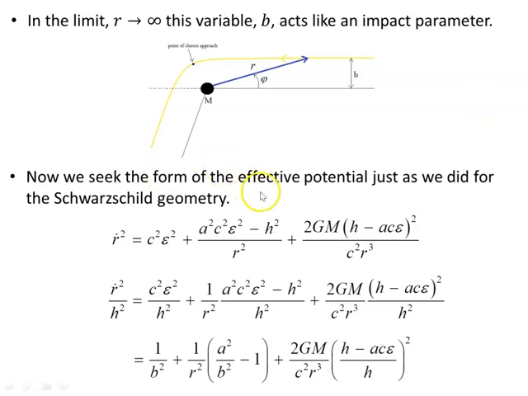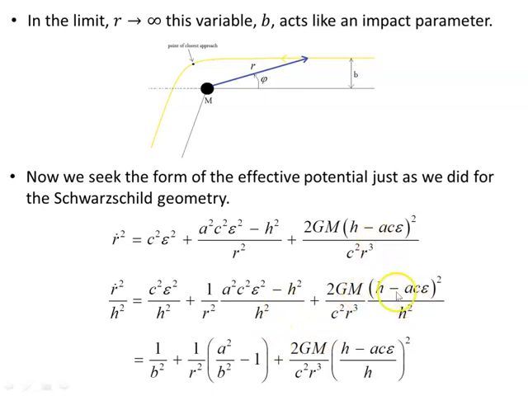Now, next step is we seek the form of the effective potential just as we did for the Schwarzschild geometry. So it's coming back to our energy type equation here. Okay, let's divide through by H squared, everything. There we go. When we do that, this C squared epsilon squared over H squared is really just 1 over B squared. That's good. Here we've got C squared epsilon squared divided by H squared times A squared. So that's just A squared over B squared. H squared over H squared is just 1.